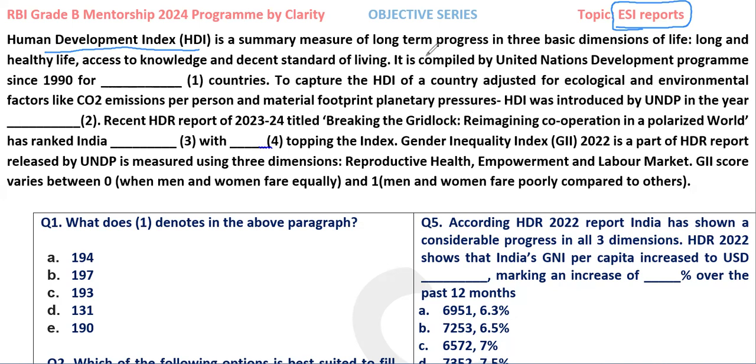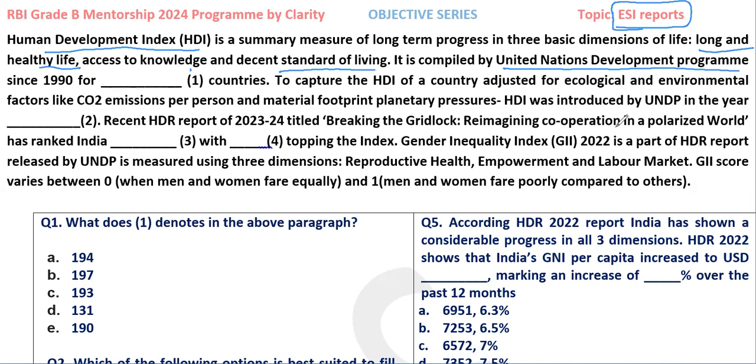Students, HDI is a summary measure of long-term progress in three basic dimensions of life: long and healthy life, access to knowledge, decent standard of living, etc. It is compiled by UNDP, United Nations Development Programme, in 1992 for how many countries? That is the option. To capture the HDI of a country adjusted for ecological and environmental factors like CO2 emissions per person and material footprint, planetary pressures HDI was introduced by UNDP in the year dash.